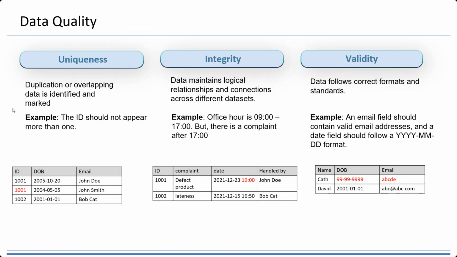Uniqueness. So duplication or overlapping data is identified and marked. Whenever you have a student ID, your student ID will be very clear, 2005, maybe 99911. Is there any similar or the same student ID with a different name? The same ID, name Kim. The same ID and the name is found. Is this possible? No. One ID, one name.